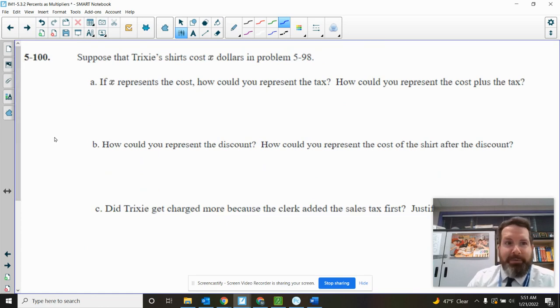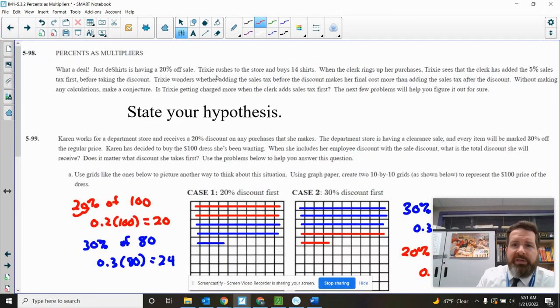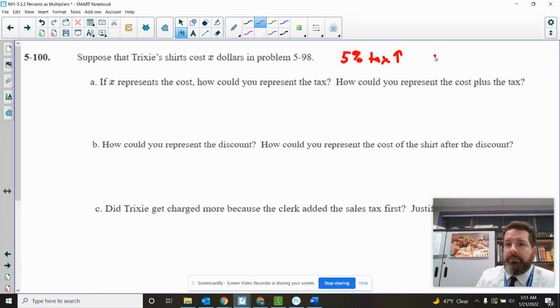So back to here now. So looking at the Trixie problem that we started with, that made us make this educated guess. So if her shirts cost X dollars, we've got two things to take into account. A 5% sales tax, which would be an increase. And then I want to double check, a 20% sale, which would be a decrease in the price.